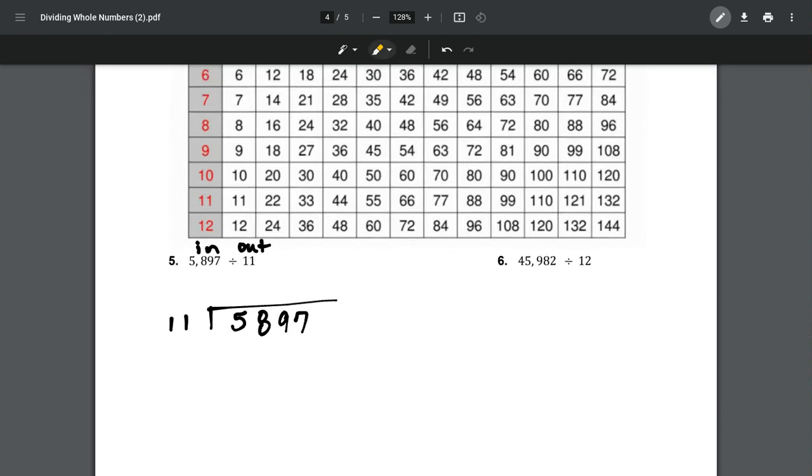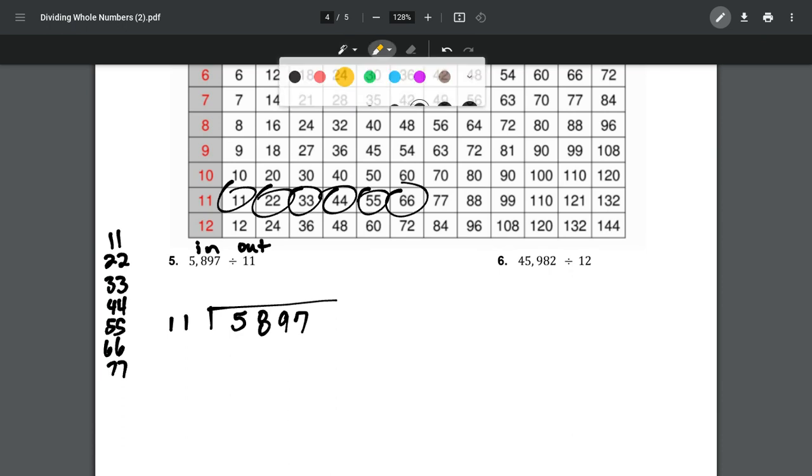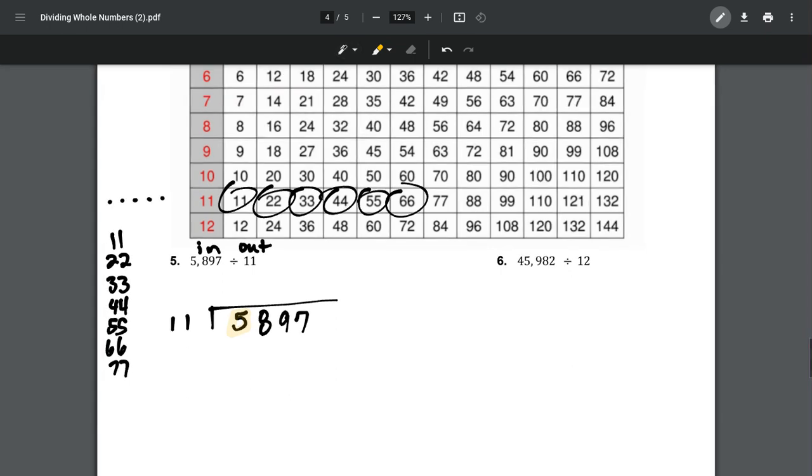All right, so you're going to start off with your 11s. List some of these, okay? 11, 22, 33, 44, 55, 66, and so on. I'm going to start off with, 11 go into 5. Can I make a group of 11 out of 5? 1, 2, 3, 4, 5. Nope, can't get a group of 11. So put a 0. Anytime you write a 0, subtract 0.